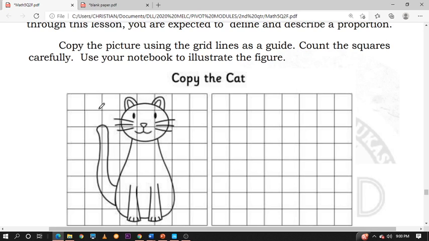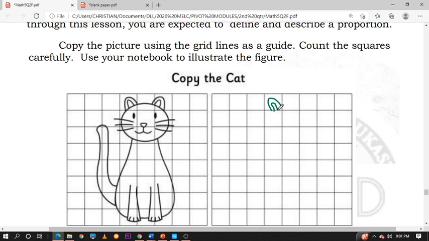So, paano po yun? For example, magdodrawing tayo. So, 1, 2, 3, 4. So, sa pang-apat daw, dito natin ilalagay yung tenga ng pusa. Okay, so gagayahin lang natin siya. So, nandito siya.